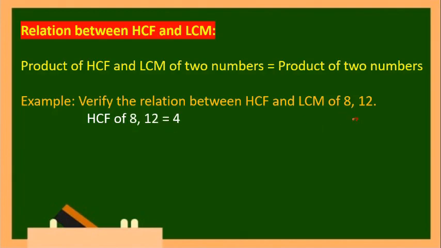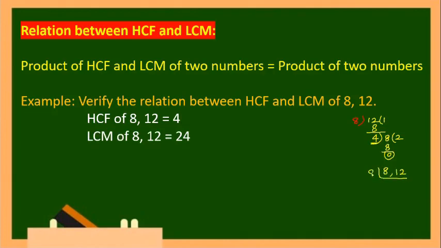How? Because if you divide 12 by 8, 8 once is 8, remainder is 4. So the first divisor is 8. Let us divide with 4. 4 2s are 8. So remainder we got 0. So this is the HCF. Same way, what is the LCM of 8, 12? Dividing by 2: 4, 6. Again 2: 2, 3. So 2 2s are 4, 2s are 8, 3s are 24. So the LCM of 8, 12 is 24.